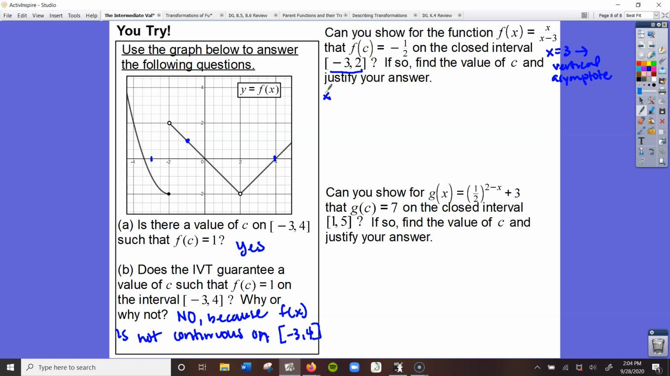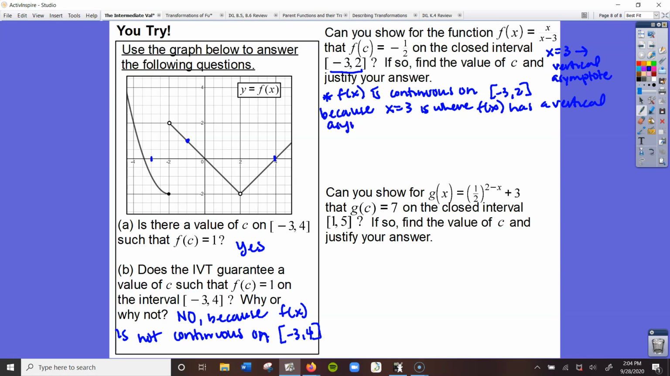So you can be specific and say f of x is continuous on the interval -3 to 2. You can also state that you understand that it's discontinuous, but that it lies outside the interval. So you can say it is continuous on this interval because x is equal to 3 is where f of x has a vertical asymptote, which is outside the interval.